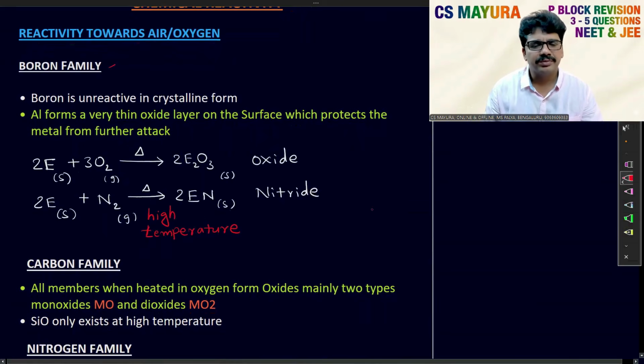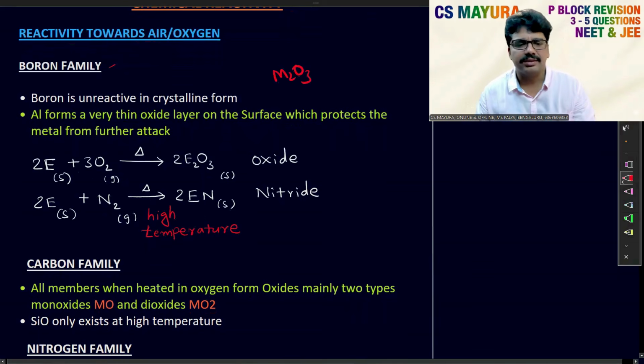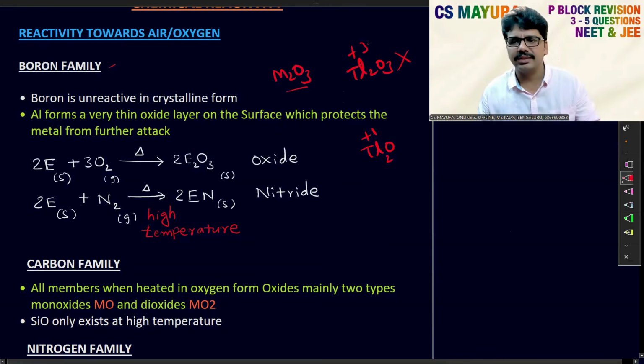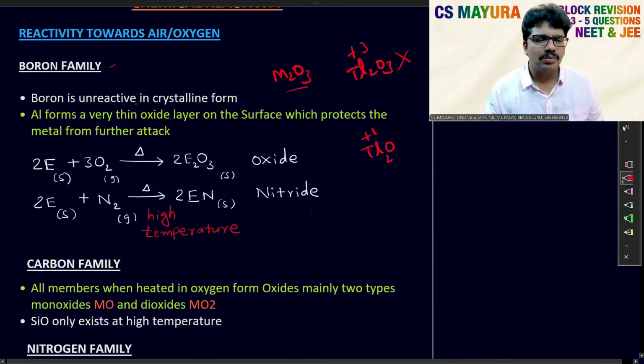The boron family forms M2O3 type of oxides: boron, aluminium, gallium, and others. Thallium, Tl2O3 is not stable. It is stable as Tl2O. The +1 oxidation state is stable for thallium. We know that in Tl2O3, thallium oxidation state is +3, and that is unstable. Right. So here some important points: boron in crystalline form is unreactive.